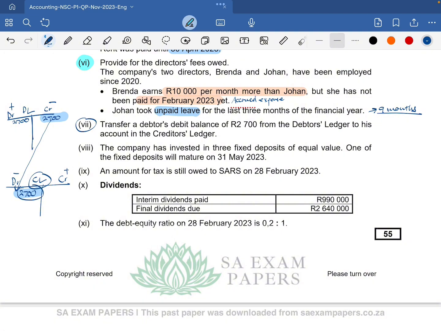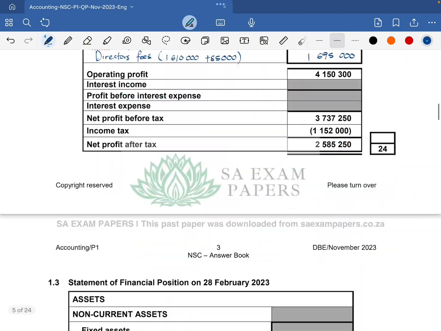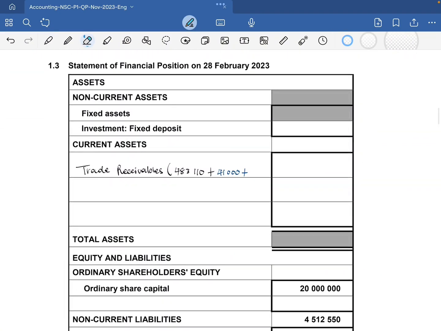So this will affect our payables. Our payables will decrease, and here this is our debtors ledger, and it is decreasing on the credit side. So our trade receivables will also decrease by 2,700. So we have 2,700 here. That's a decrease.